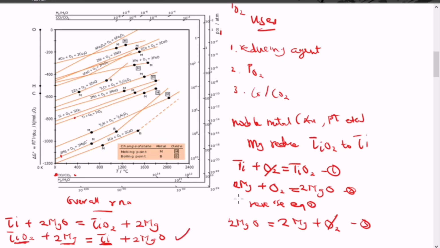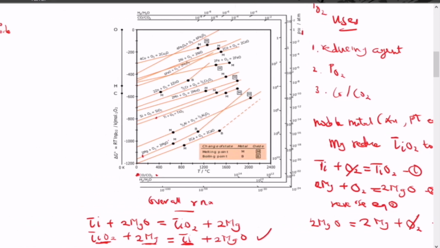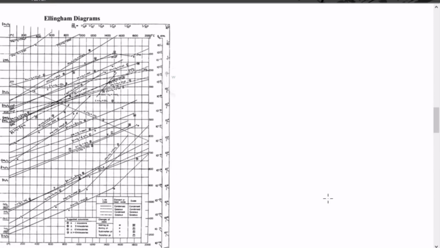Let's look at another second example. Can calcium reduce manganese oxide to manganese at 800 degrees? Now we are going to look at the full Ellingham diagram. So let's look at the full Ellingham diagram. It's here. Yes, this is the full Ellingham diagram.